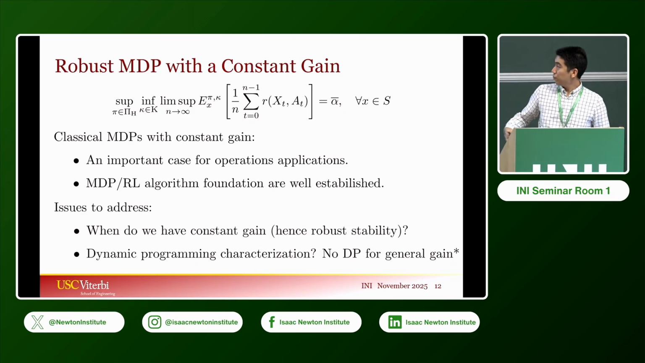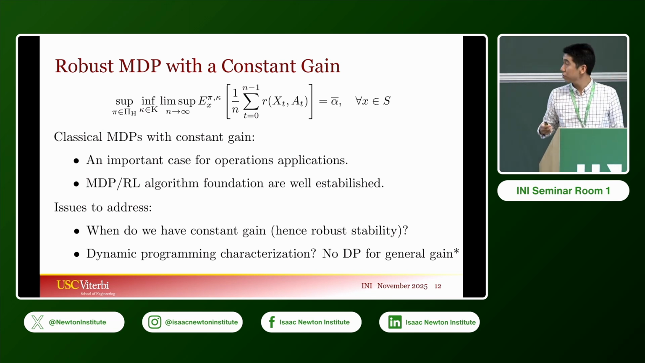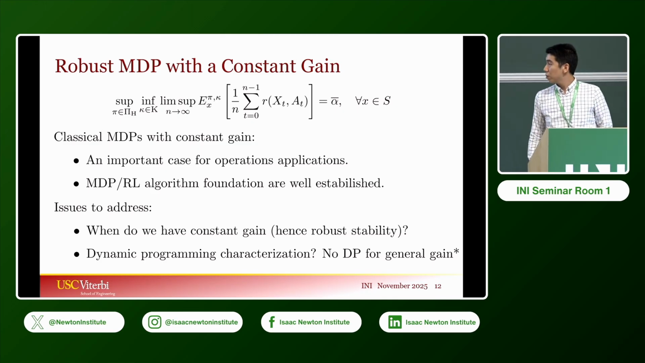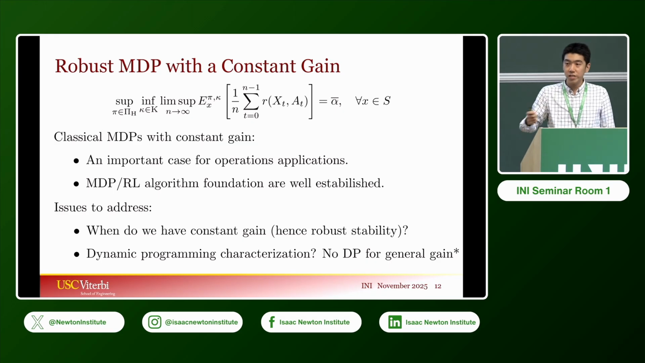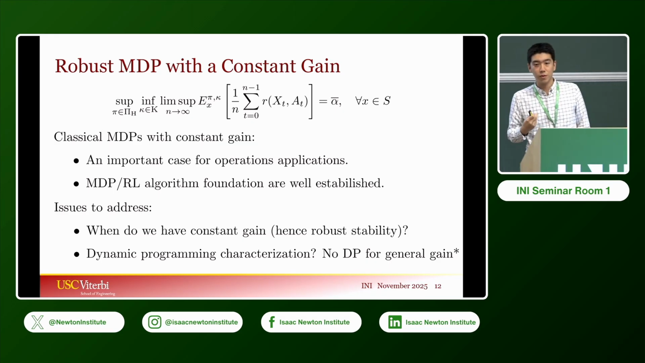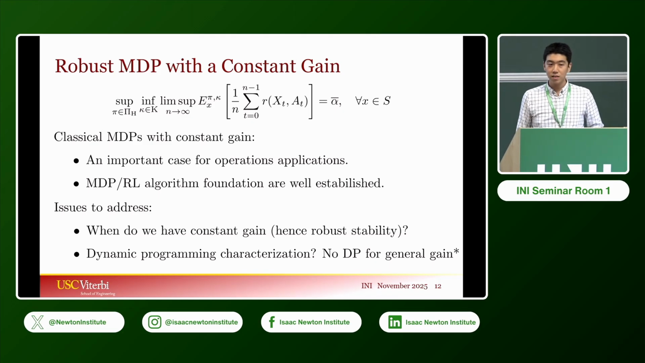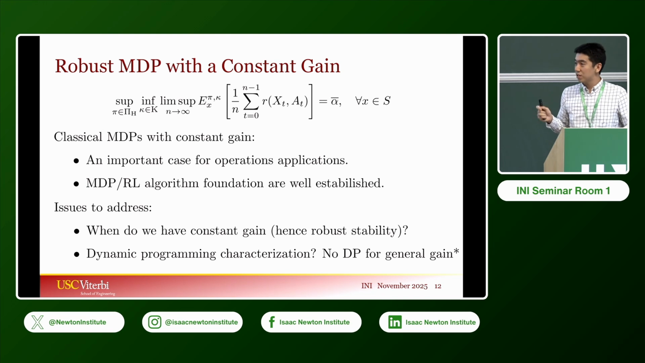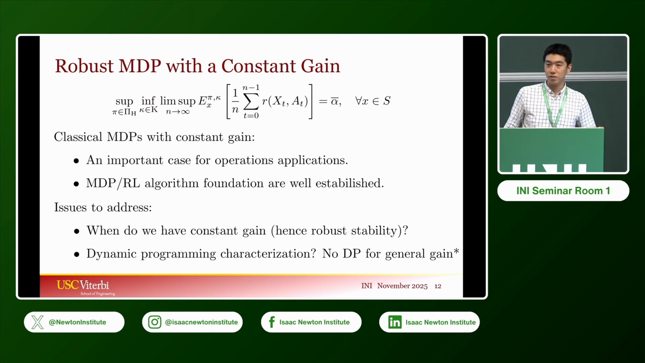However, because we're studying this problem in the robust setting, our natural question to address is: when do we actually have a constant gain robust MDP, in some sense, some form of robust stability? And also, we want a dynamic programming characterization. In particular, we want to show that a certain class of Markovian policy is optimal. Can we do that? I want to remark that for general gain robust MDPs, it turns out that dynamic programming would in general fail. So that's why it's important to first consider constant gain robust MDPs.